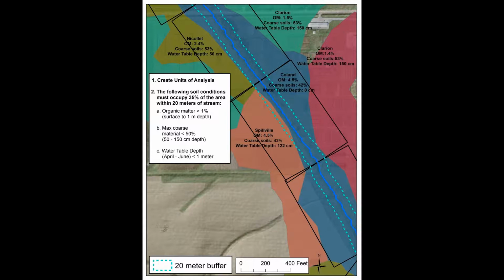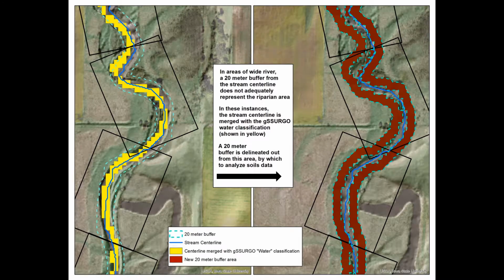And then the water table depth between April and June must be less than 1 meter, so we need a shallow water table. When looking at that measure from the stream, as in 20 meters from the stream, this won't work so well when we have wide rivers. So in that case, we're going to use the gSSURGO water classification and then buffer out 20 meters from that delineated area.